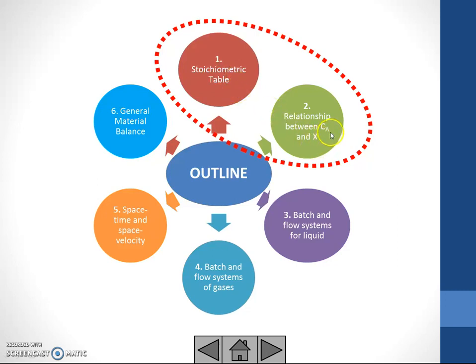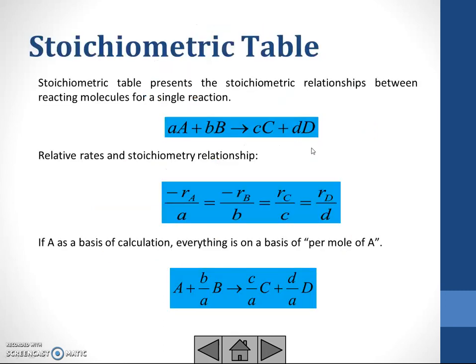Okay, so the outline for this module is, first, the stoichiometric table, and second, the relationship between concentration of A and X, and Ca and X conversion. Okay, stoichiometric table. What is stoichiometric table? A stoichiometric table represents the stoichiometric relationship between reacting molecules for a single reaction. So this is an example of a single reaction. We have A plus B producing C plus D with the stoichiometric coefficient for each of it.